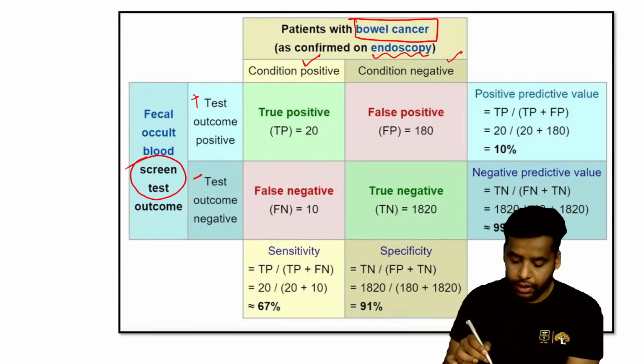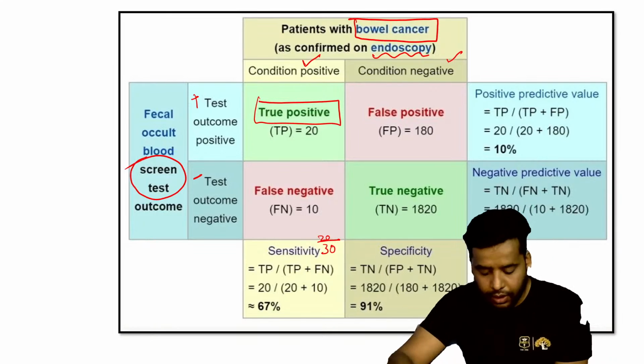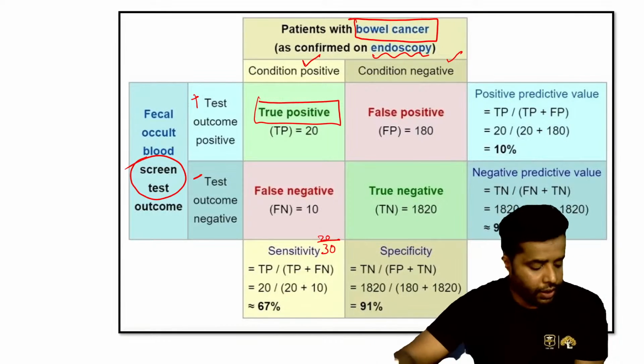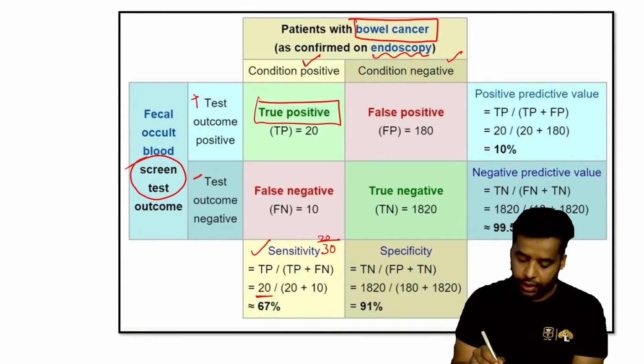For example, total 30, out of 30, 20 are identified. 20 true positives. Out of 30 individuals with disease, 20 are identified. This is the sensitivity of a test. 20 by 30.